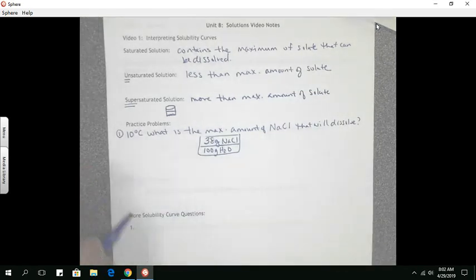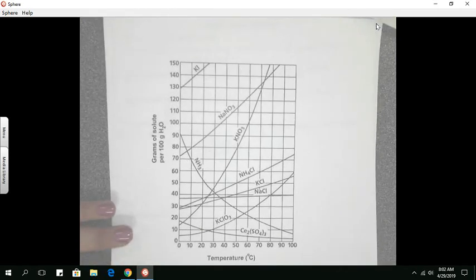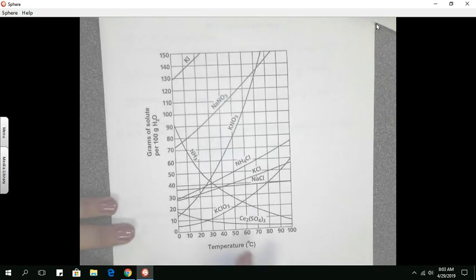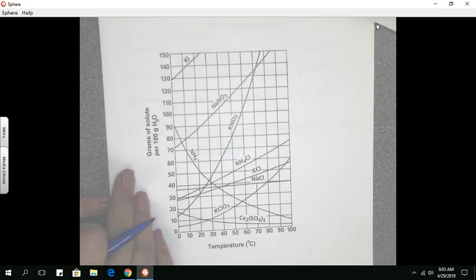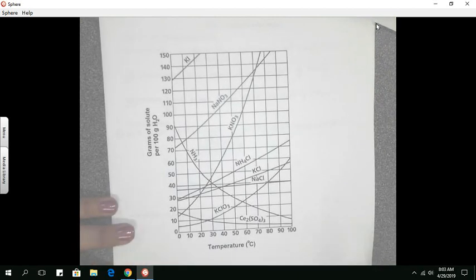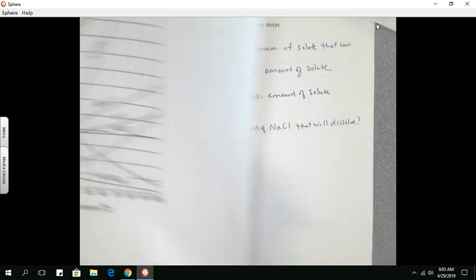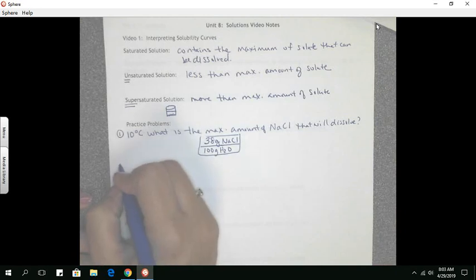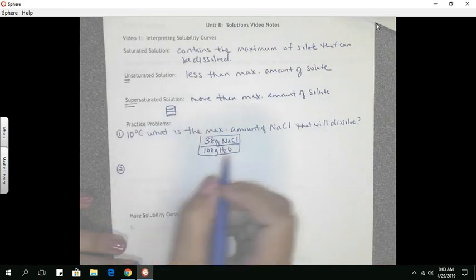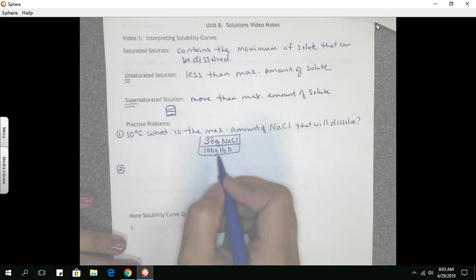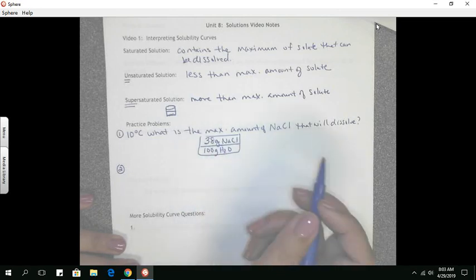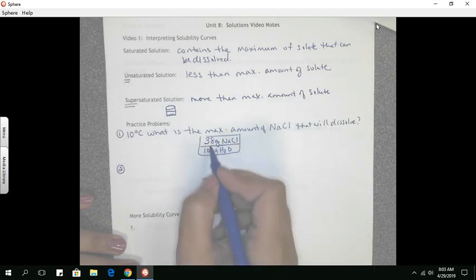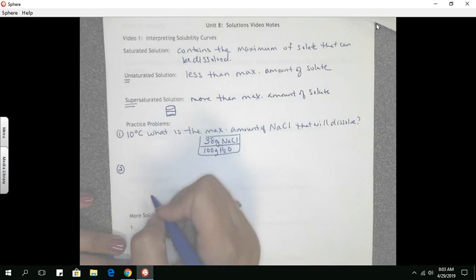Now, of course, if we were to increase the amount of water, let's say we increase the amount of water to 200. So that would be twice as much solvent, so then we would be able to do twice as much solute, right? So if we had 200 grams of water, that would then equate to twice as much sodium chloride, which would be about 76 grams. Alright, so let's look at another problem.